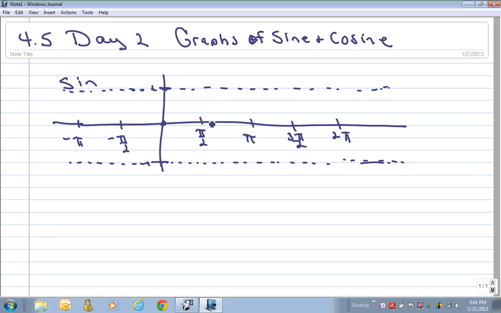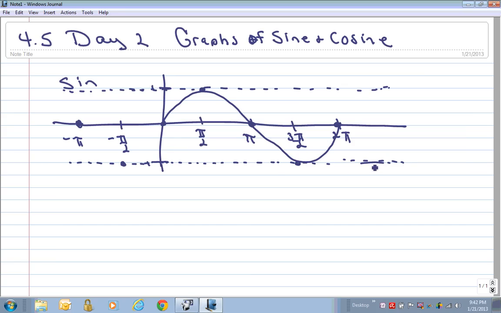So, our parent function at 0, the sine value is 0. At pi over 2, it's a 1. At pi, it's 0. At 3 pi over 2, it's negative 1. And at 2 pi, it's back to 0. If we went the opposite direction, at negative pi over 2, we would be at negative 1. And at negative pi, we'd be back at 0. So, our sine graph in one period looks like this.